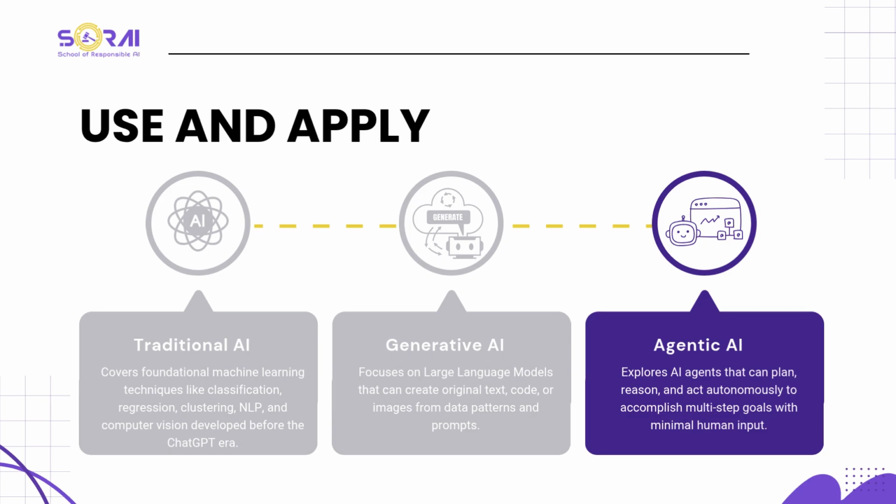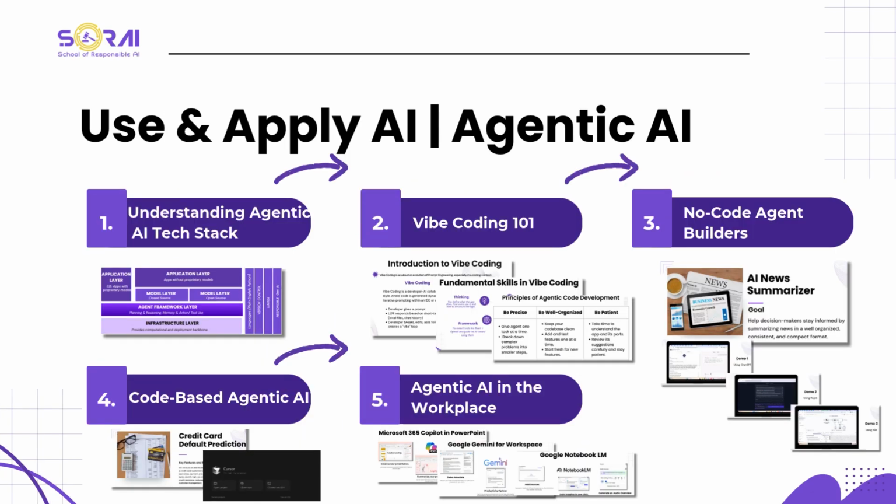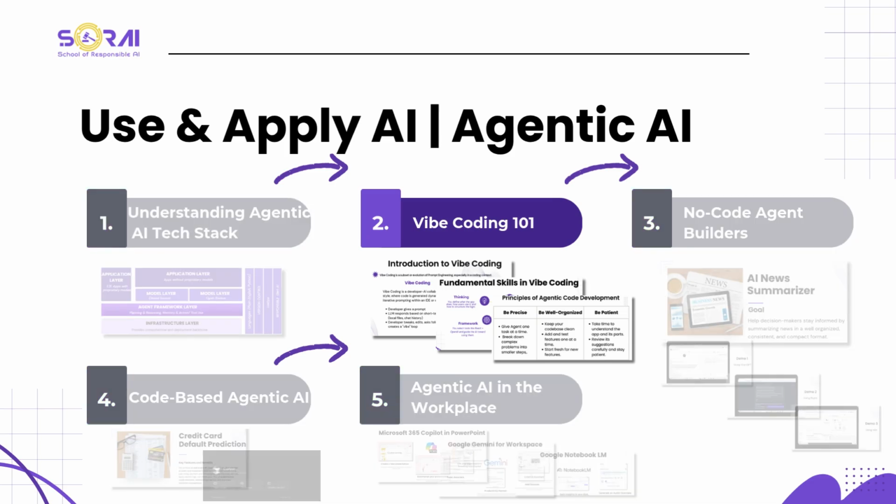Finally, we move on to Agentic AI section. As always, we'll begin by discussing the tech stack and break down the core components of an Agentic AI framework. We will then introduce you to vibe coding, a fast emerging and highly in-demand skill that lets you build AI applications in a more intuitive and a more collaborative way.